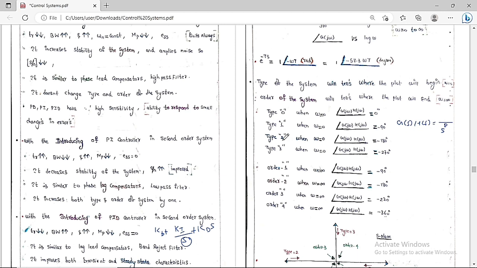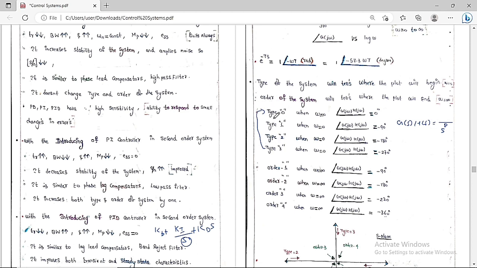Therefore, for type 2 system, when omega is equal to 0, the phase angle of G of j omega H of j omega is equal to minus 180 degree. And for type 3 system, when omega is equal to 0, the phase angle is equal to minus 270 degree. Type 4 means again it is 0 degree. So the same thing is going to repeat. Type 4, type 5, type 6, type 7, again type 8. In this manner only it is going to repeat in the sequence: type 0, type 1, type 2, type 3, then type 4, type 5, type 6, type 7. Like that it is going to repeat.